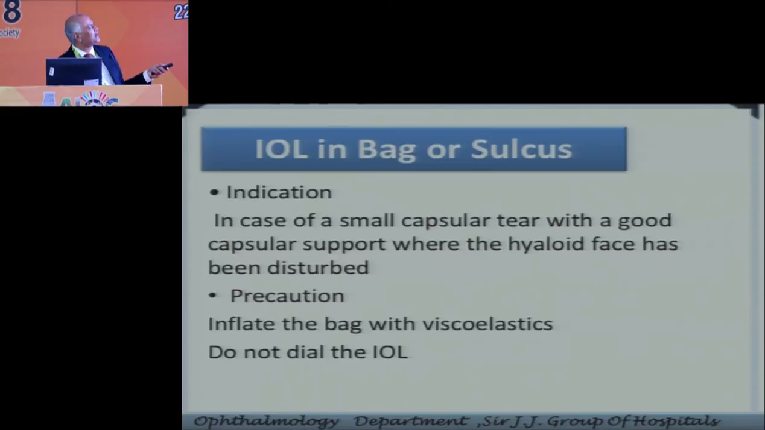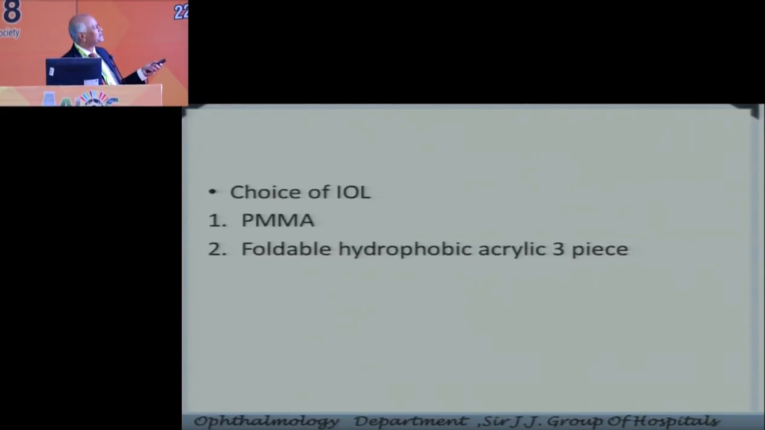Now the IOL in the bag or sulcus. The indication is a small capsular tear with good capsular support, where the highlight phase has been disturbed. The precaution is to inflate the bag with viscoelastic and not to dial the IOL. If you dial the IOL, you will have to place it with forceps, and once you dial, it will go down, because the other limb will also go behind, into a not much supported or elastic bag. The choice of IOL is PMMA or a foldable hydrophobic acrylic 3-piece IOL. This should be the only choice: 3-piece or PMMA.